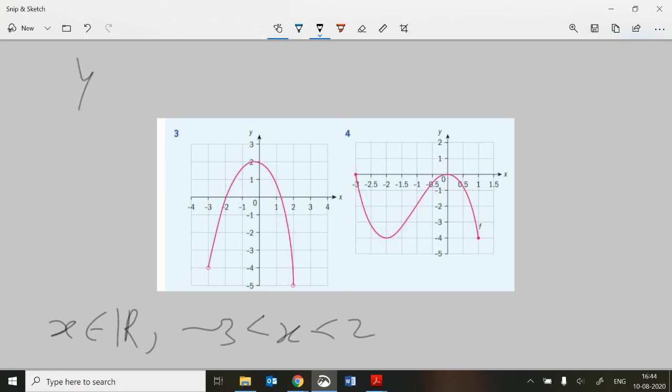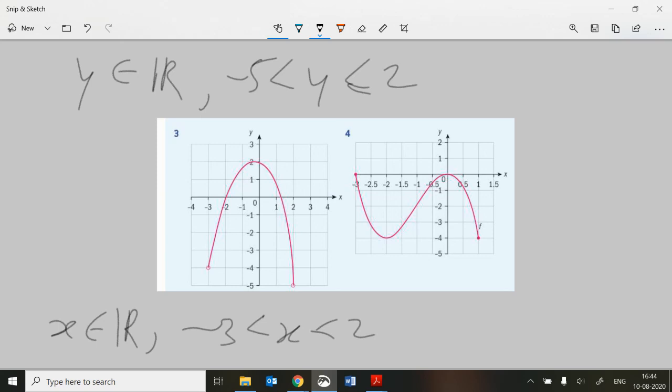In terms of y, we can see there's that maximum height of 2. So again, y belongs to the real numbers, and y goes from maximum height 2, and I think it actually hits that. So we can say equal to 2, and it goes down to -5, and it stops there. It doesn't actually include -5. So there we go, that's going to be our answer.